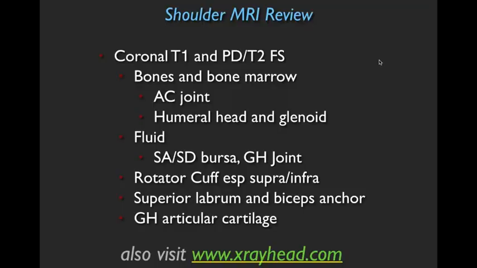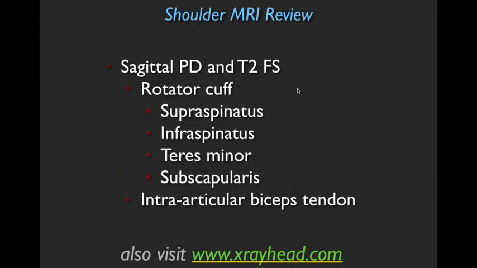So that's been a quick and somewhat incomplete, admittedly, review of shoulder MRI review. Again, what I do is I tend to look at the coronal T1s and proton density or T2 weighted images with fat suppression first, really focusing mainly on the bony anatomy and fluid and the rotator cuff, getting a glimpse of the biceps anchor and superior labrum.